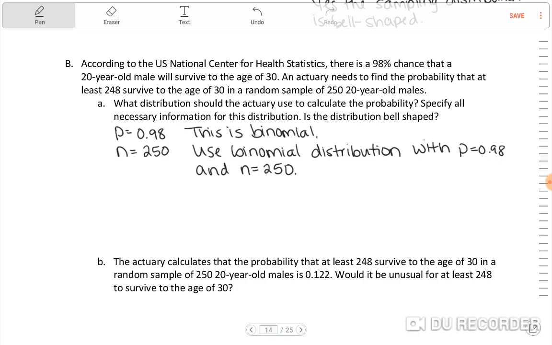Okay. To know if a binomial is bell-shaped or not, we need to check the value of N times P times Q. If it's greater than or equal to 10, then it is bell-shaped. So let's see what we get here. N times P times Q: 250 times 0.98 times 0.02, that's Q. Well, this is 4.9, which is less than 10. So this is not bell-shaped.